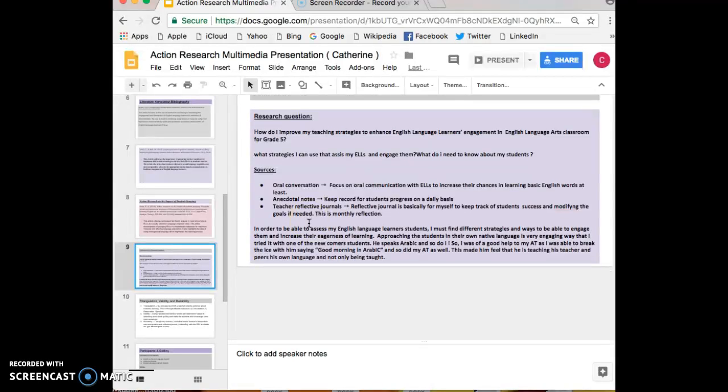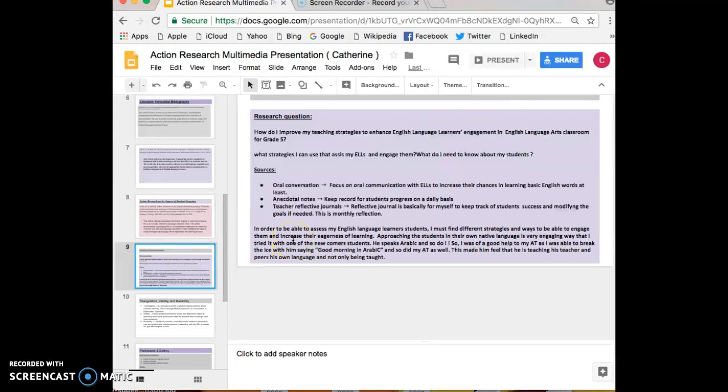Sources: oral conversation. Focus on oral communication with ELLs to increase their chances of learning basic English words at least. Anecdotal notes. Keep a record of students' progress on a daily basis. Teacher reflective journals. Reflective journals are basically for myself as an educator to keep track of my students' success and modify the goals if needed. This is a monthly reflection.